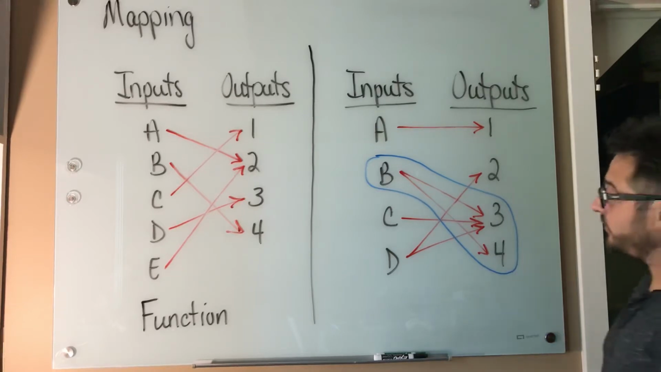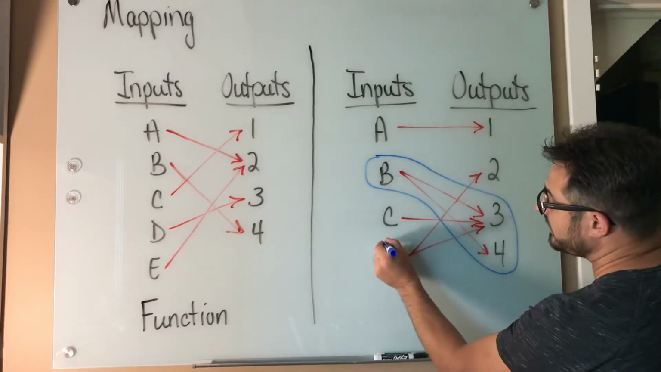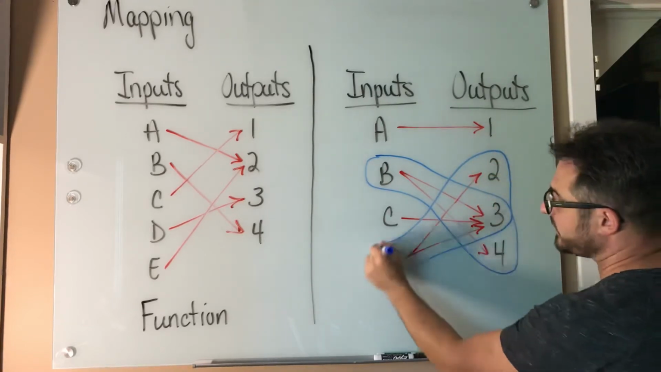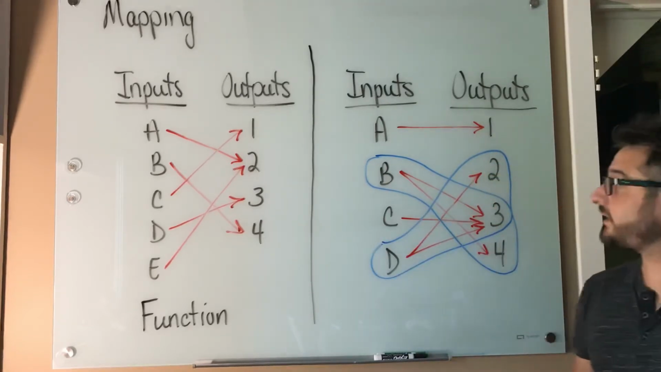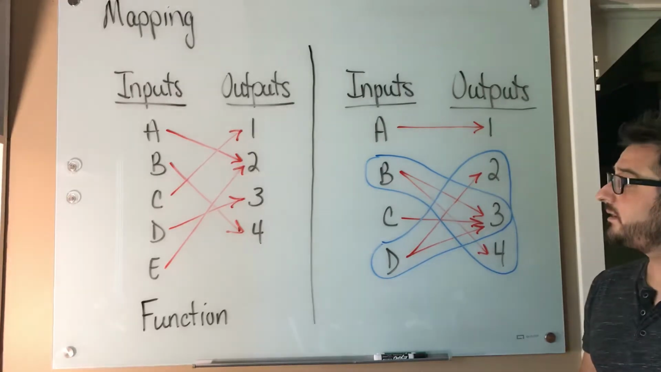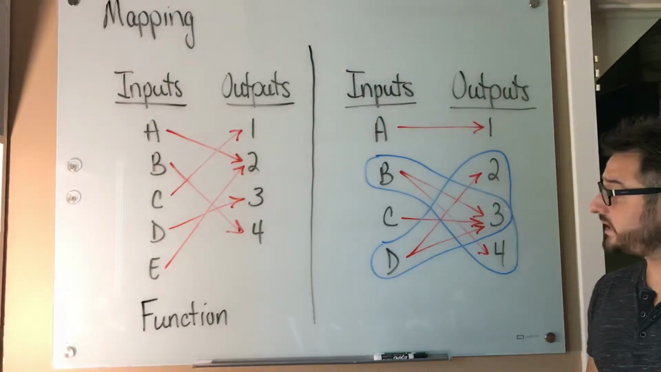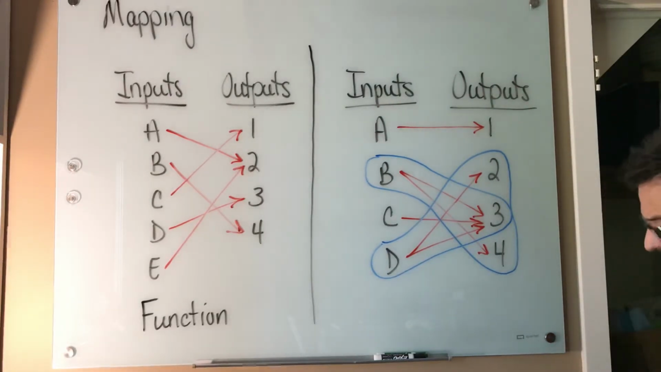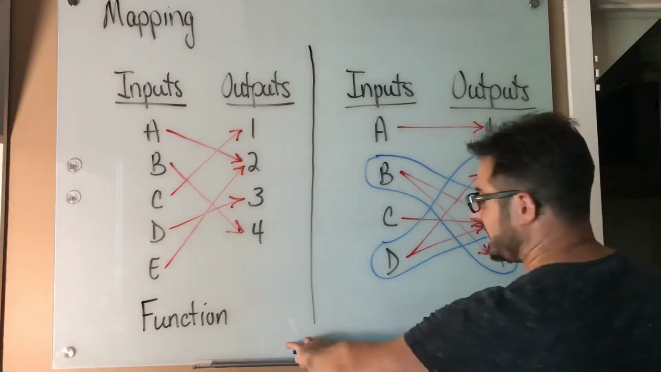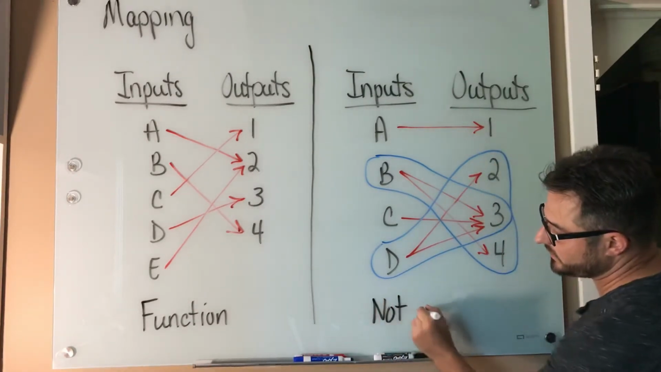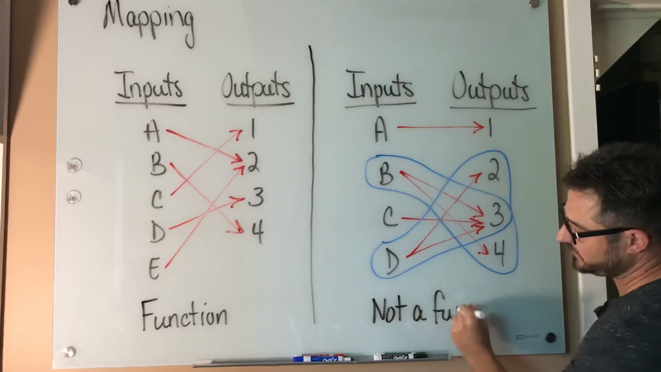Now, as it turns out, we also have an issue with D, which produces or is paired with the outputs 2 and 3. Now, A and C conform to the rule, and that's fine, but B kind of ruins it, so does D. It only takes one, but in either case, this then is not a function. It is a relation, but it is not a function.